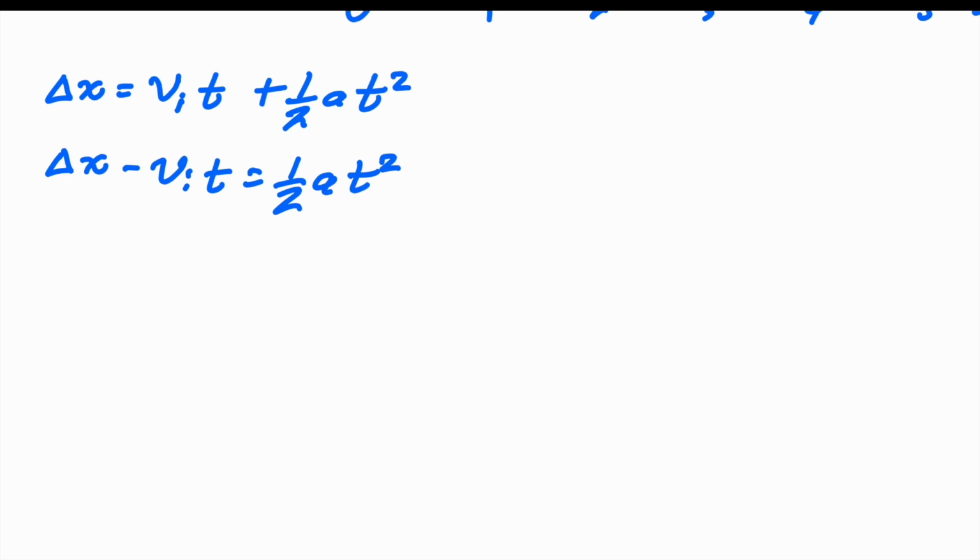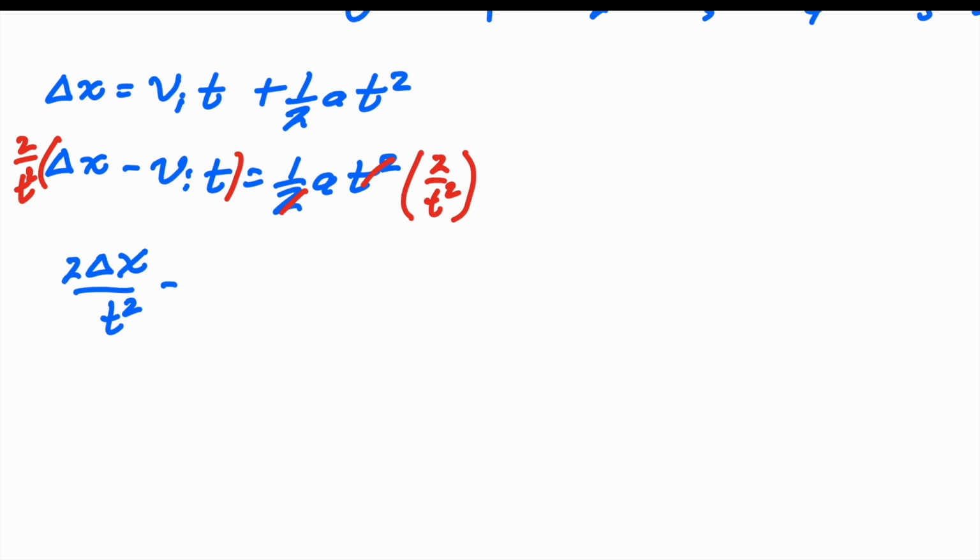Now if I want to solve for a, I'm going to multiply both sides by 2 over t squared. I'm doing that for these things to cancel out. What I get now is 2 delta x over t squared minus 2 vi, and the t on the top cancels out with one of the t's on the bottom, so this ends up being 2 vi over t equals a. All right, I solved for a like I wanted to.